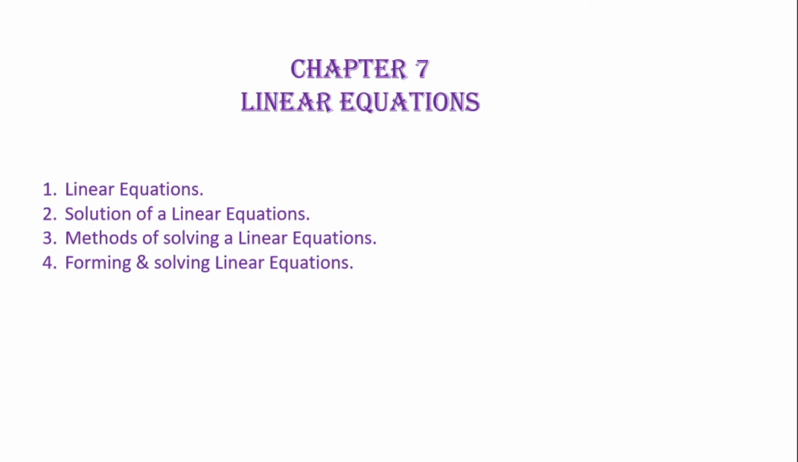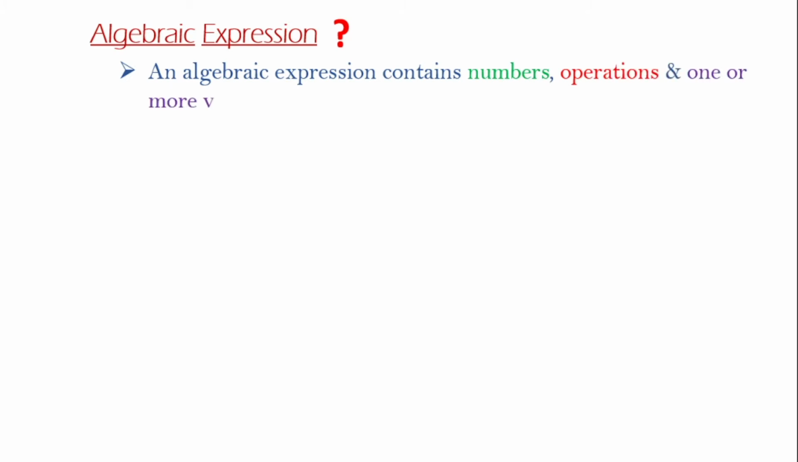Before going to discuss linear equations, let's understand what is an algebraic expression and an algebraic equation. So what is an algebraic expression? An algebraic expression contains numbers, operations, and one or more variables. For example, 4x minus 1 and 6xy plus 8.